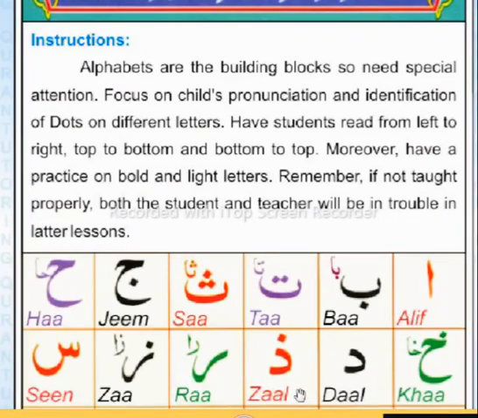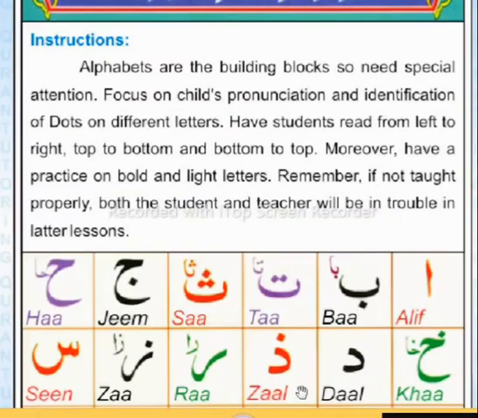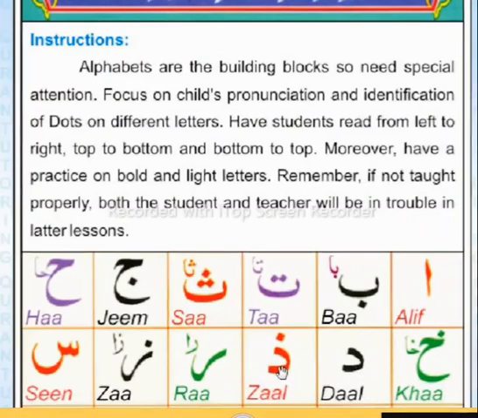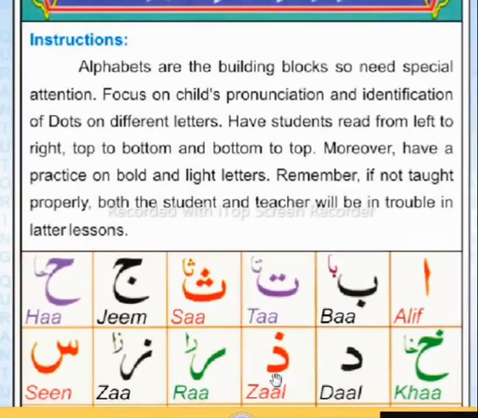The next one is Dhal. It's a bit soft letter. Dhal, mashallah. And this Dal and Dhal, in the shape they are the same, but they differ because of one dot which Dhal has but Dal doesn't have. So this is Dal, this is Dhal. Dhal is different from Dal because of one dot.